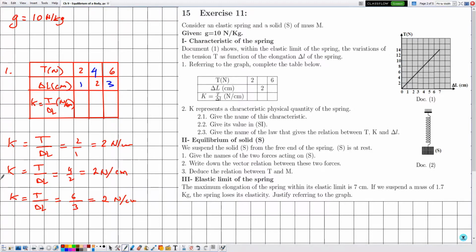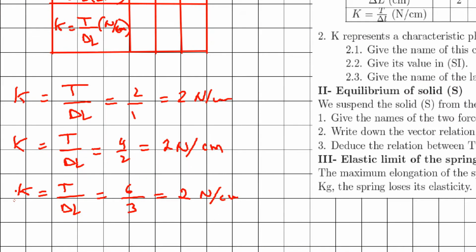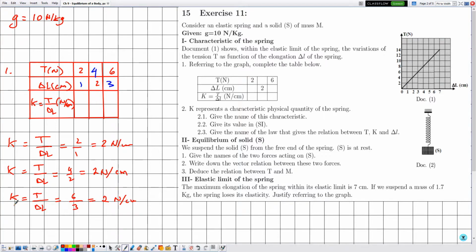So as you can notice, because we know that K is like a resistance, it's something constant, independent of the value of current and voltage, so independent of the value of tension and elongation. So this is 2, 2, and 2. So this is it for number 1. Let me erase. These are part of the answer, so you must include them on the answer sheet.